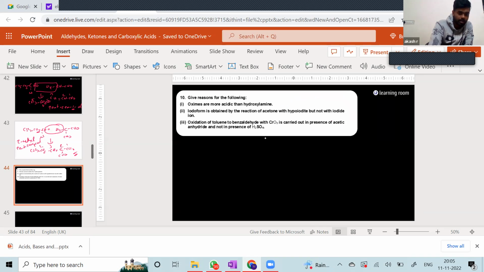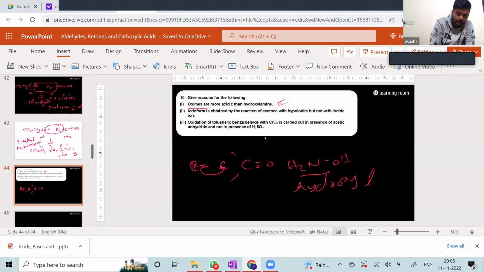Next, moving on. Give reason for the following. God, I don't know why they are even asking me this kind of question. Oximes are more acidic than hydroxylamines. Okay, first, how do you form these oximes? You go for any kind of C double bond O compound with 2 more bonds, and you make them react with NH2OH. NH2OH is what is called your hydroxylamine.